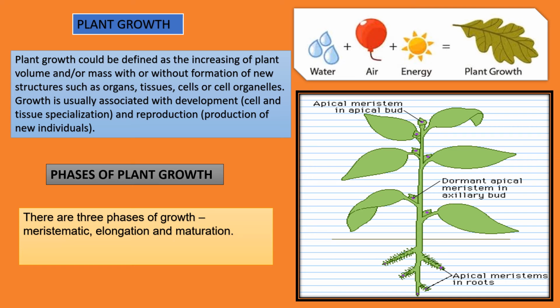Now the next one is phases of plant growth. There are actually three phases of plant growth: meristematic, elongation and maturation. You can see in the second diagram, a small plant is growing and ultimately it is becoming a matured plant. Apical meristem in apical bud has been marked. Dormant apical meristem in axillary bud has been marked. And the last one is apical meristem in roots.